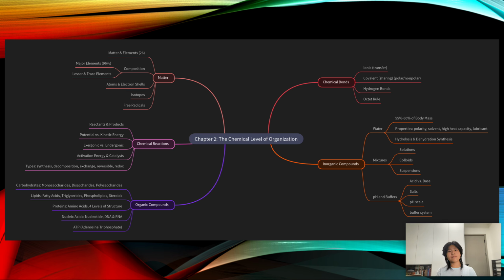Then we mentioned the main inorganic compounds in our body, specifically talking about properties of water and why it's essential to us. We talked about different types of mixtures, and we also talked about pH and the logic behind buffers. Last but not least, we covered the 4 main macromolecules in our body, which are also organic compounds. And we also talked about ATP, which is the energy currency in our body.